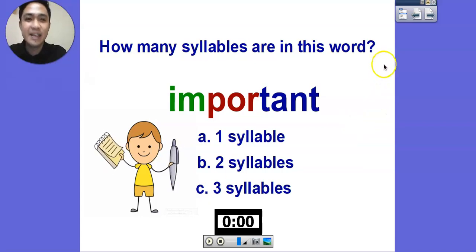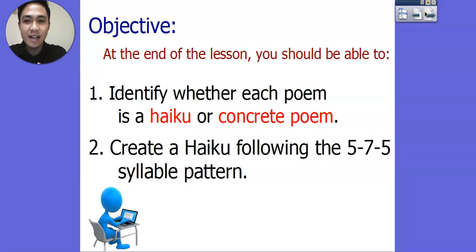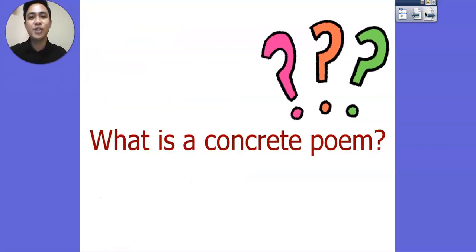So, to start with, let's have our objectives for today. We have only 2. First, we're going to identify whether each poem is a haiku or a concrete poem. Number 2, let's create a haiku following the 5-7-5 syllable pattern. Okay? So, are you ready? Very good. Let's start.